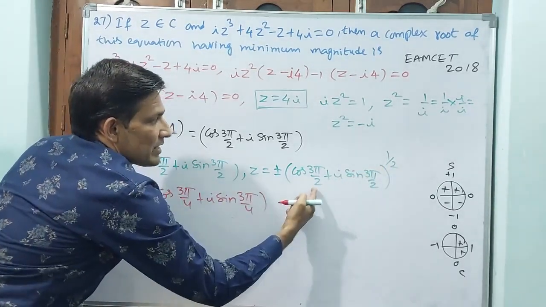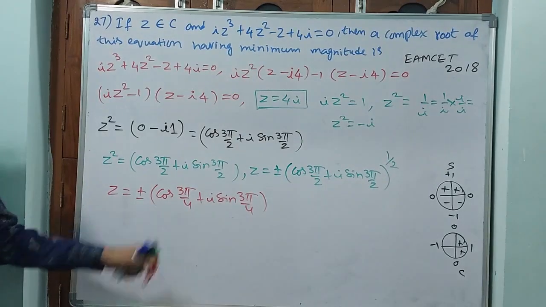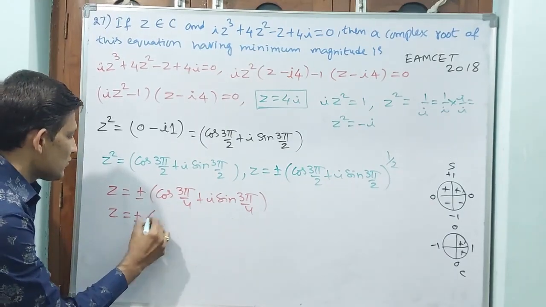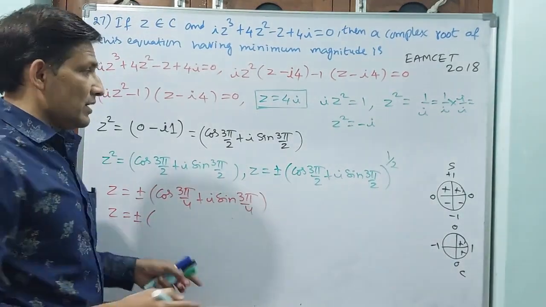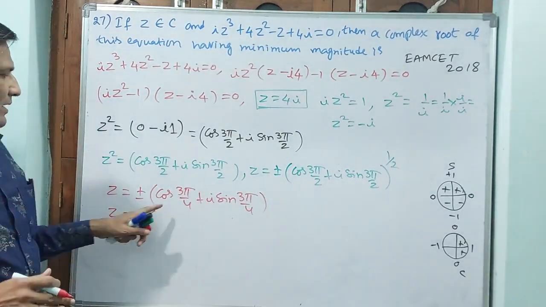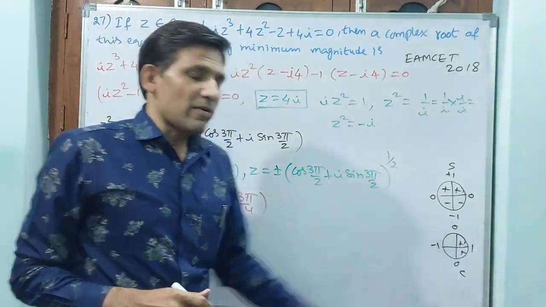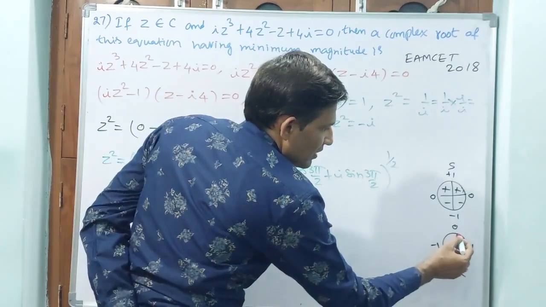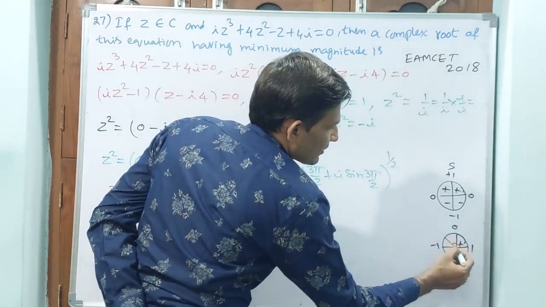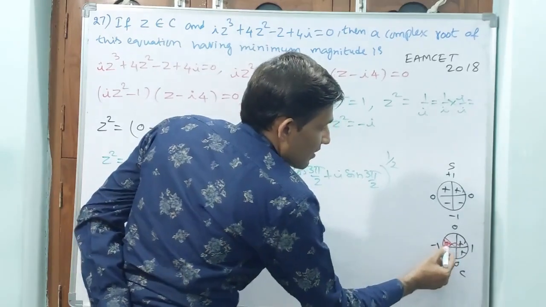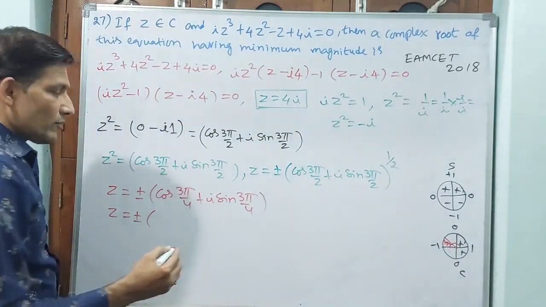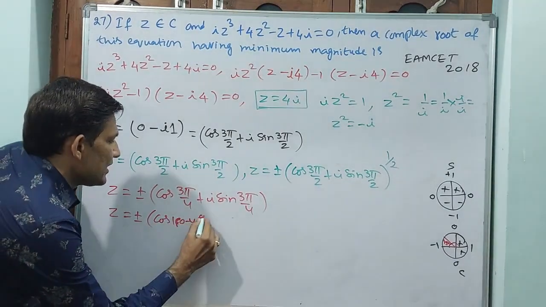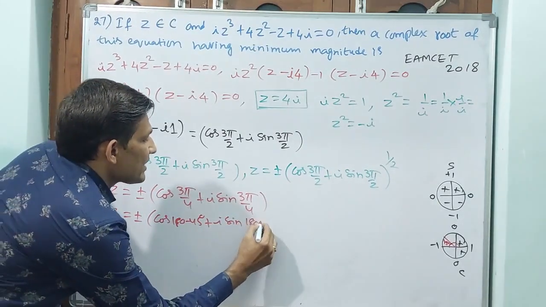Why? Because 1 by 2 multiplies the angle. Now you tell me the value of cos 3 pi by 4. Z is equal to plus or minus cos 3 pi by 4 plus i sin 3 pi by 4. 3 pi by 4 means 135 degrees, 3 times 45 degrees. After 90 degrees it comes to 135 degrees, which is 45 degrees from here, that is 180 minus 45. So cos 180 minus 45 degrees plus i sin 180 minus 45 degrees.